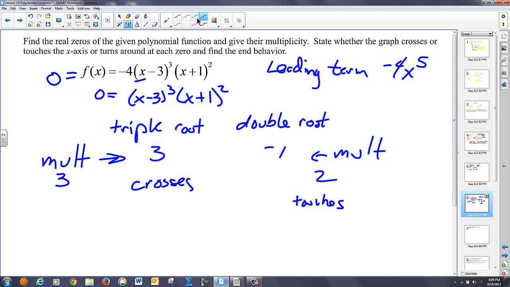And if I do an end behavior on that, as x goes to infinity, then I know a positive number to the 5th is still positive, but I multiply it by a negative, so I could say y goes to negative infinity. Whereas if x goes to negative infinity, and I plug a negative number into a 5th power, I get a negative out, but multiply it by a negative, and I get a positive, so y is going to go to positive infinity.